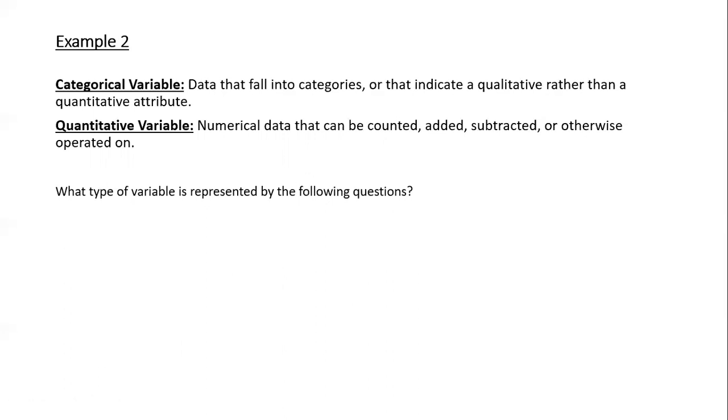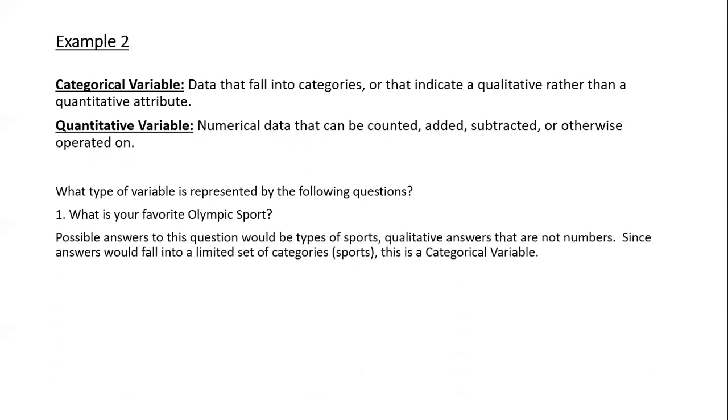So let's figure out what type of variable is represented by the following questions. Question one, what is your favorite Olympic sport? So possible answers to this question could end up being types of sports, okay? You could say that your favorite sport is swimming, or you could say that your favorite is snowboarding, okay? If it's asking your favorite, it's pretty much asking your opinion. It's a qualitative answer, okay? It's what is your favorite sport? What's your opinion on this sport, okay? So since answers would fall into a set of categories, the categories here being sports, this would be a categorical variable, okay?